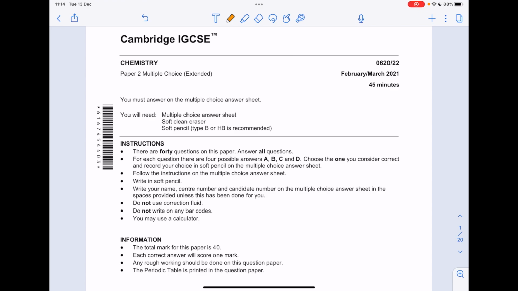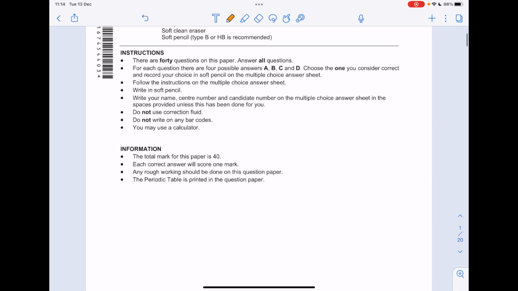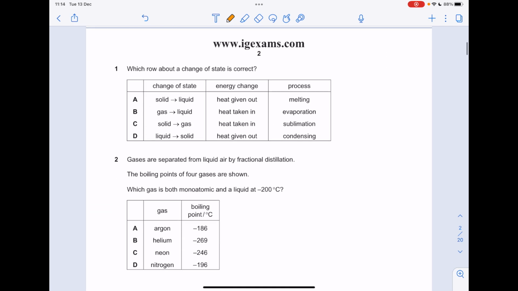This is a Cambridge IGCSE Chemistry Paper 2 multiple choice talk through from the year 2021. Which row about a change of state is correct? Let's first of all check the change of states and the processes.